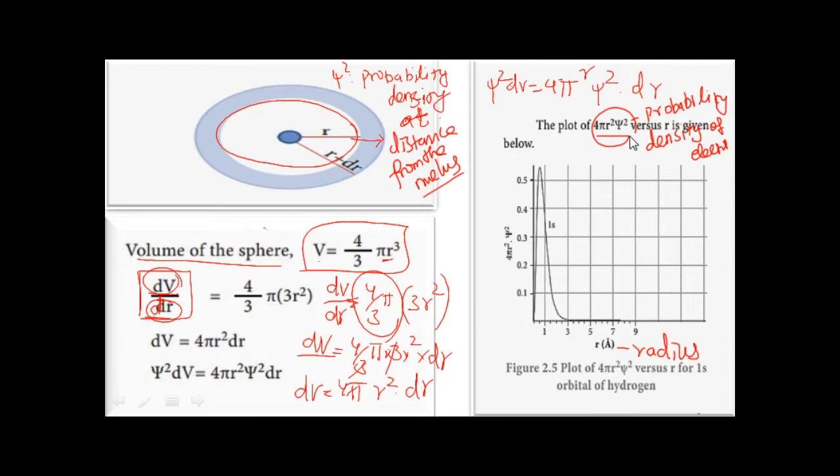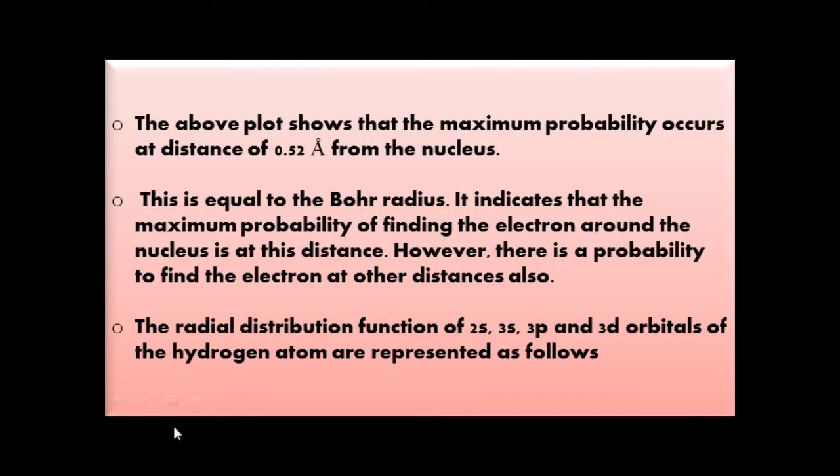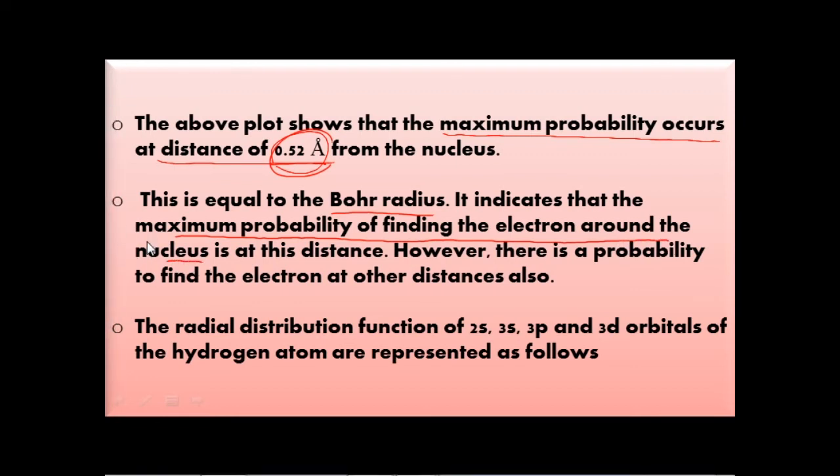The probability density. So from the above graph, the maximum probability occurs at a distance of 0.52 angstrom from the nucleus. This is equal to the Bohr radius. Actually, this is a 1 mark question. What is the Bohr radius? 0.52 angstrom. It indicates the maximum probability of finding electrons around the nucleus at this distance.